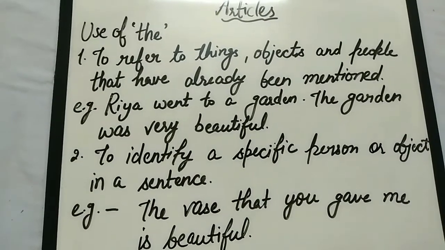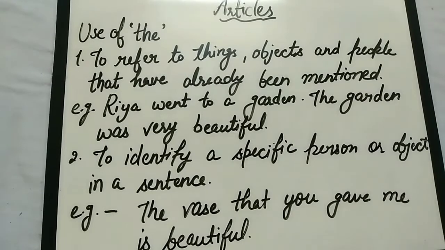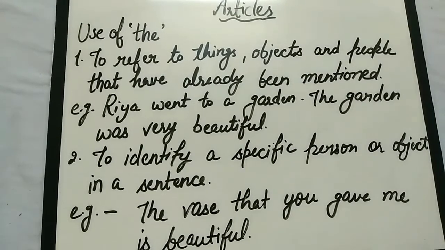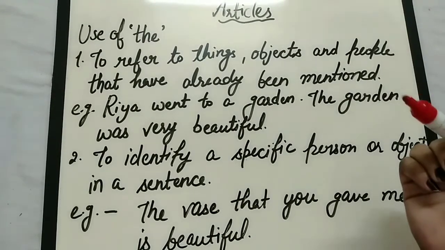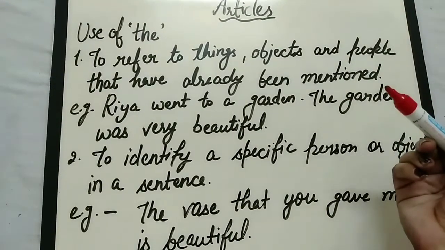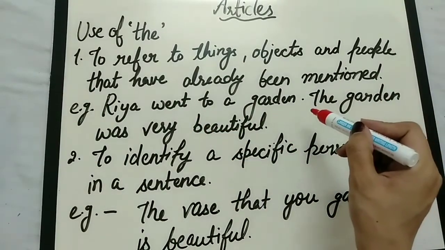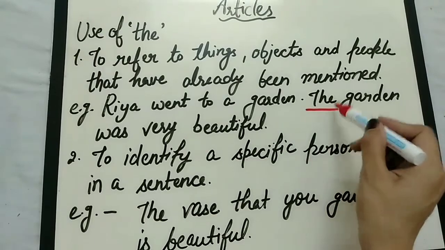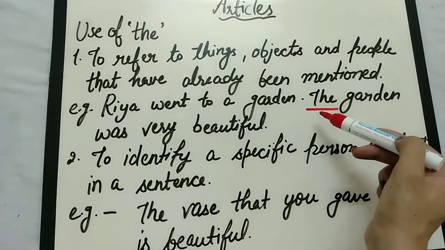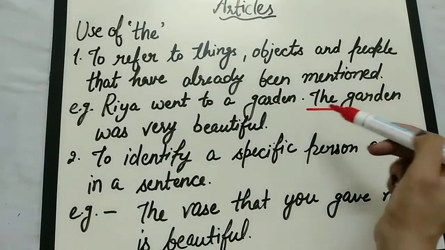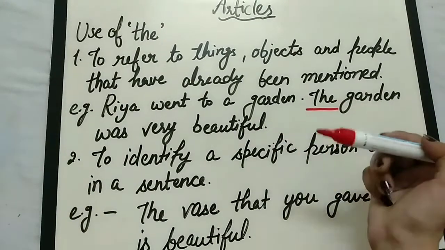And the use of this definite article the is to refer to the things, objects and people that have already been mentioned, meaning about which we have mentioned already. For example, Ria went to a garden. The garden was beautiful. Earlier we mentioned a garden, and that's why next time we have used a definite article with that noun garden, because it is already mentioned.